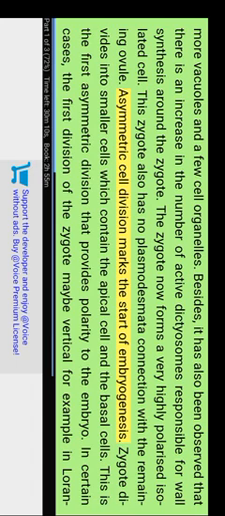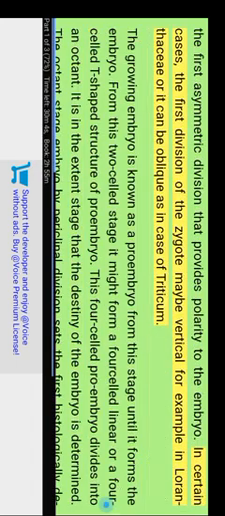Asymmetric cell division marks the start of embryogenesis. The zygote divides into smaller cells, which contain the apical cell and the basal cell. This is the first asymmetric division that provides polarity to the embryo. In certain cases, the first division of the zygote may be vertical, for example in Lauren's, or it can be oblique, in the case of Triticum.